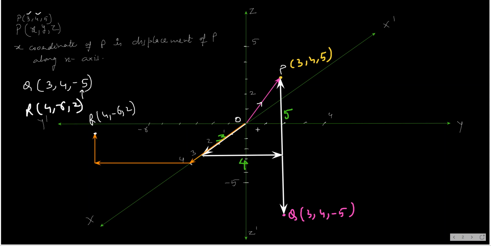And if you join this point R with the origin, you get the vector OR bar. This is vector OR bar. And what is this vector? This is OP bar. We have to get the position vector of these points in space. So the next thing that I'm going to teach you is how to get the position vector of these points in space.